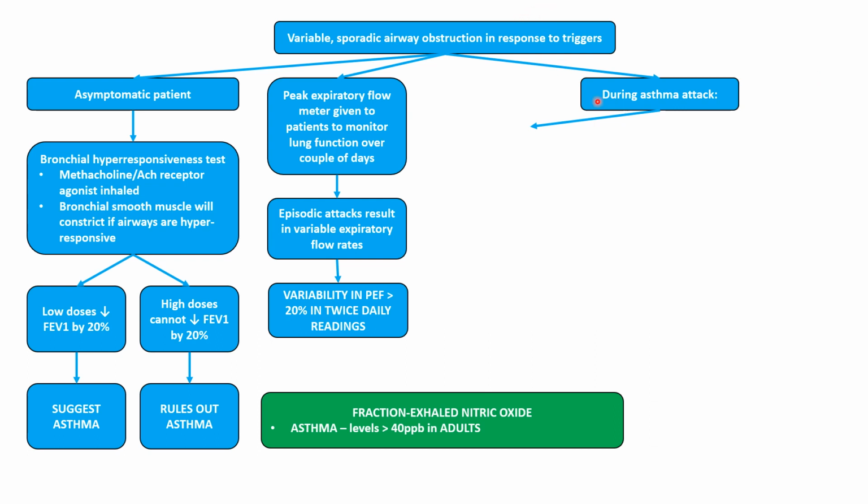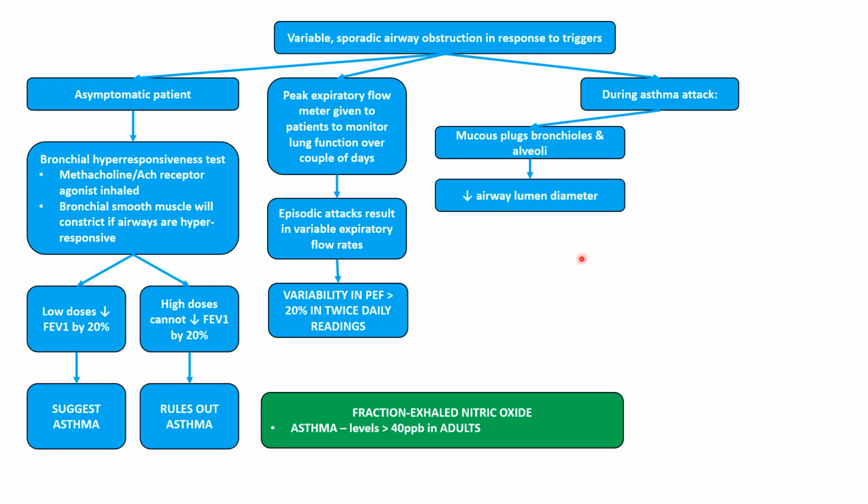Right. So let's talk about investigations in terms of what happens during an asthma attack. So we know that during an asthma attack, mucus plugs the bronchioles and the alveoli. There's going to be reduced airway lumen diameter. And during expiration, particularly forced expiration, positive pleural pressures compress the airways because remember the intrapleural pressure shouldn't exceed the intra-alveolar pressure. Okay.